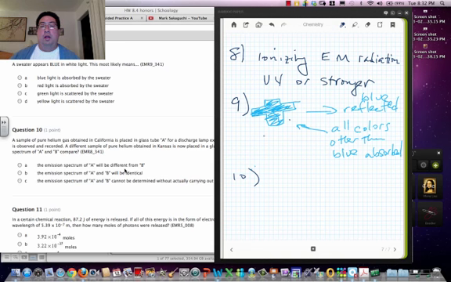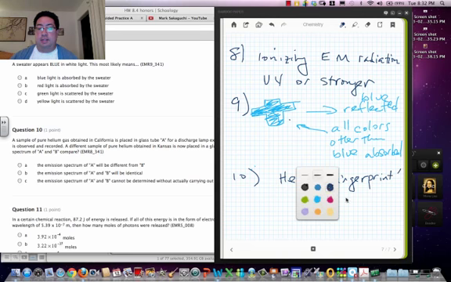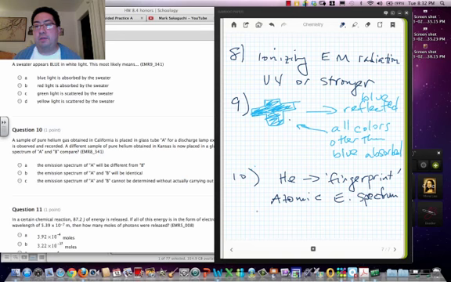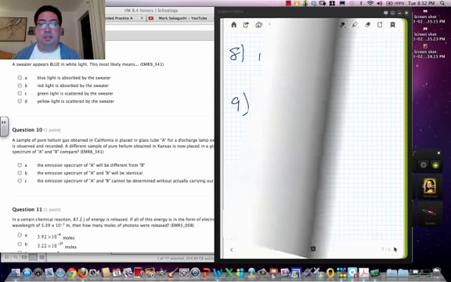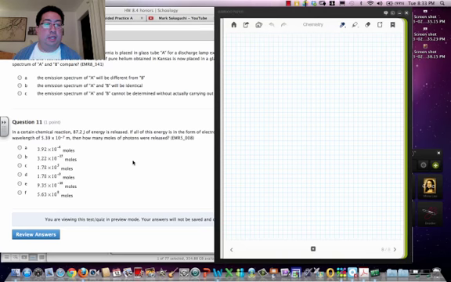Okay, number 10. We have helium, and helium has its fingerprint. This is the atomic emission spectrum. It doesn't matter where the helium comes from. It'll always have its unique fingerprint. It'll always be identical, no matter where you get it from.